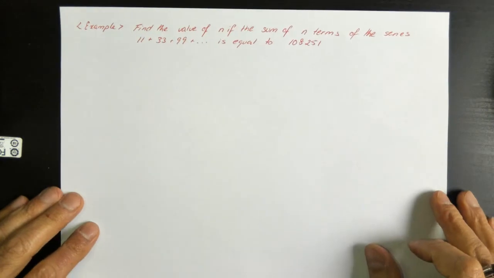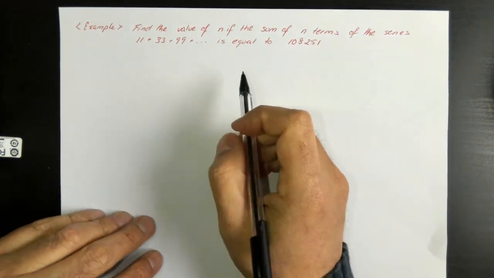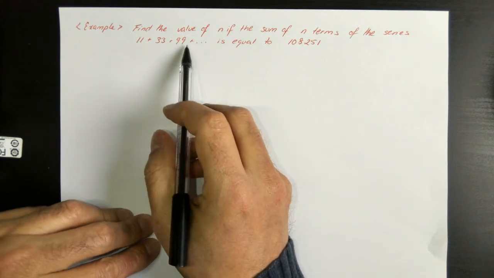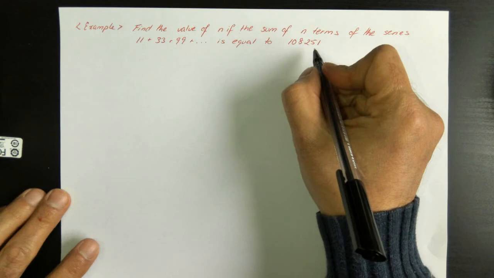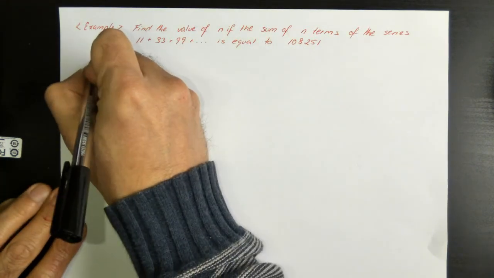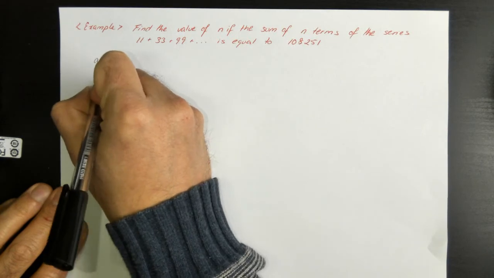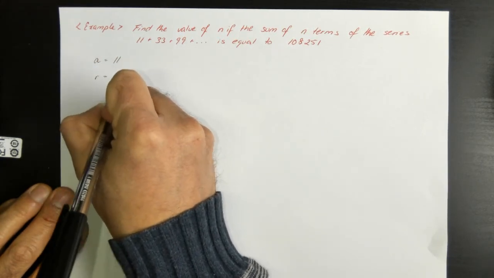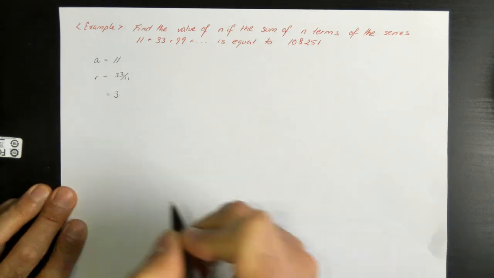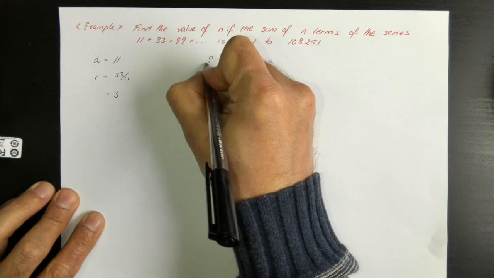Here's our last example. We want to find the value of n if the sum of the n terms of the series 11 plus 33 plus 99 is equal to 108,251. So a in this situation is the first term, which is 11. r is 33 over 11, which is 3. We want to find what n is.